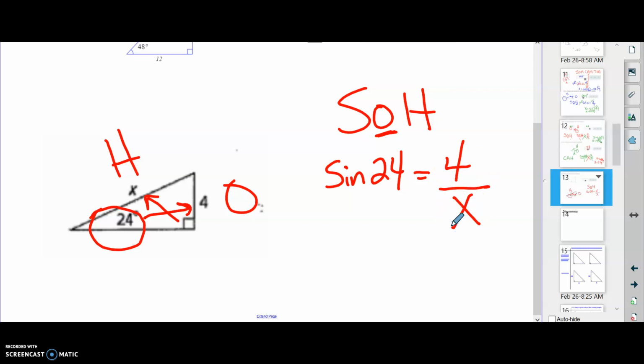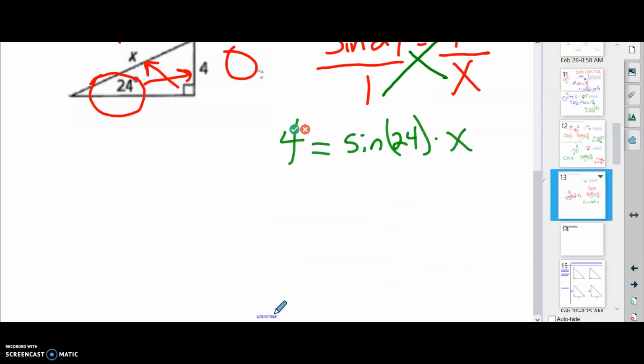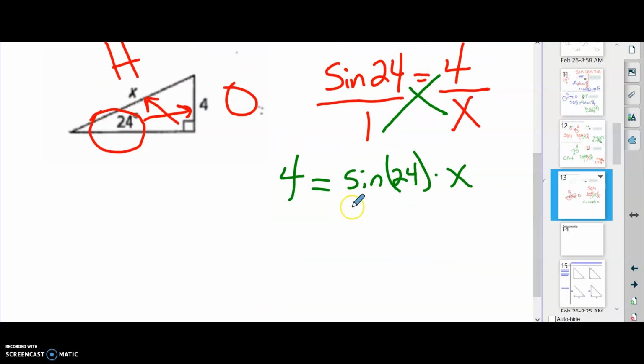So see how this is different? This is different in that the x is in the bottom versus the x is in the top. We still solve it the same way. We still make it a proportion. Okay, we still cross multiply. So now this time, 1 times 4 is 4, and sine 24 times x. Okay? So in order to find out what x is, we need to get the x by itself. So our last step here would be to divide. Divide by sine 24.